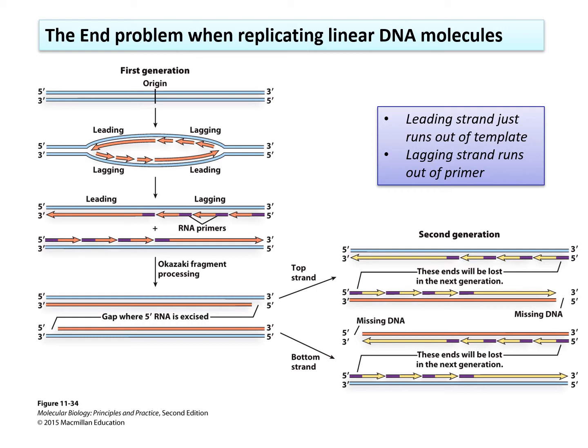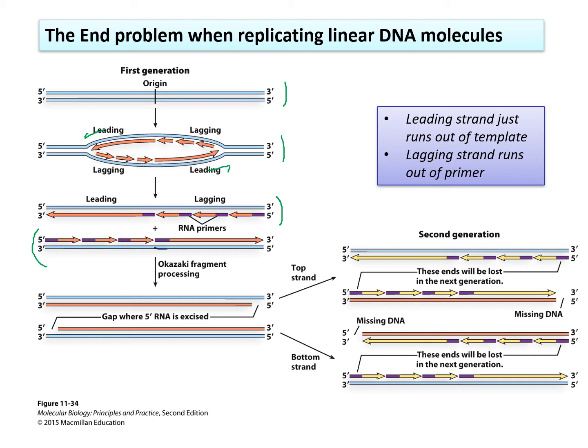The end loss problem is a problem that is associated specifically with lagging strands. So let's start there. We can see here the model of DNA replication. We have the parent molecules up here. We have a replication bubble with two replication forks going in their respective directions. And we can see that the leading strands make it to the end without a problem. They just zip right along.